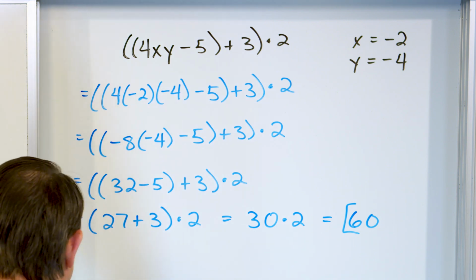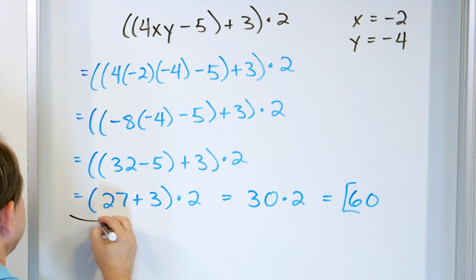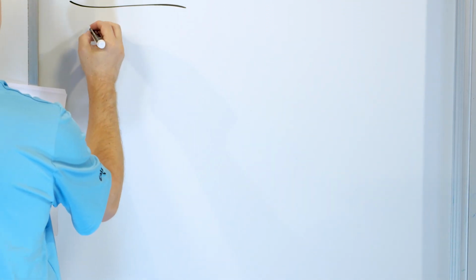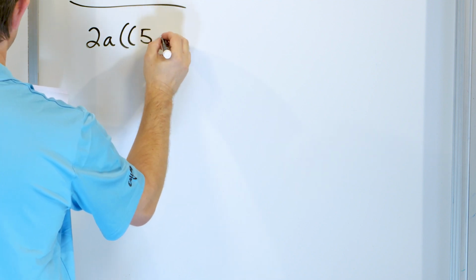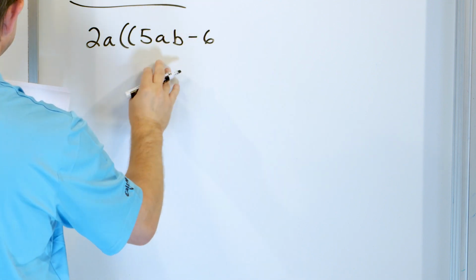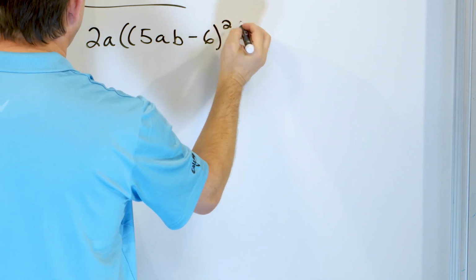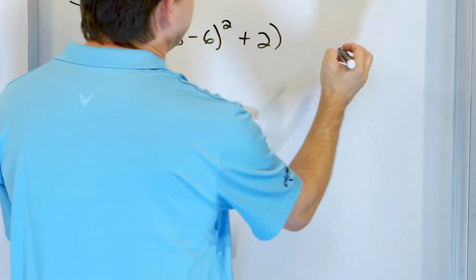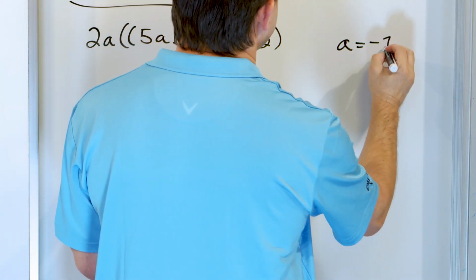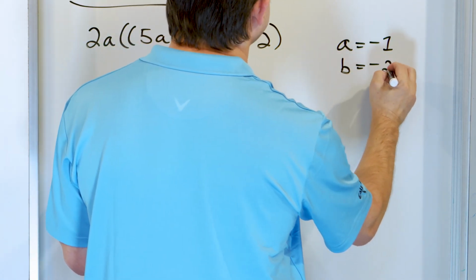All right, now we're starting to get into some larger expressions here. This one's a little bit bigger than the rest. Let's take a look at this. What about 2 times a, open parentheses, 5 times a times b minus 6. We're going to close that off and square it. And then we're going to add 2 and then close that parentheses off. And I'm going to tell you that a is negative 1 and also that b is negative 2.